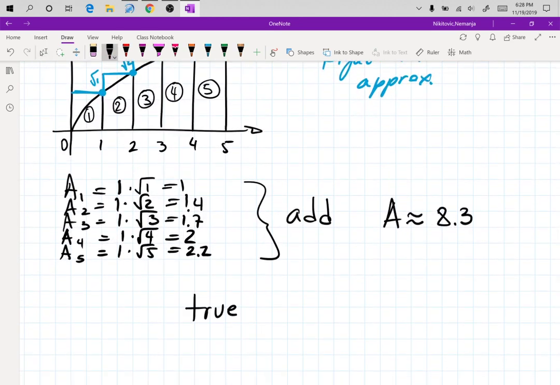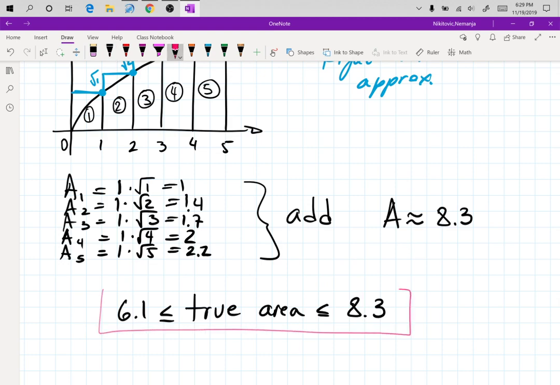True area is somewhere in between 6.1 and 8.3. We don't know exactly where, we just know it's in between. Can you run the average and claim it's 7.2? Yeah, it's going to be close. Is it 7.2? No, it's not. So we know that the area is in this range. We don't know exactly where.